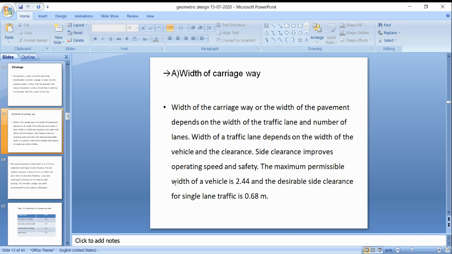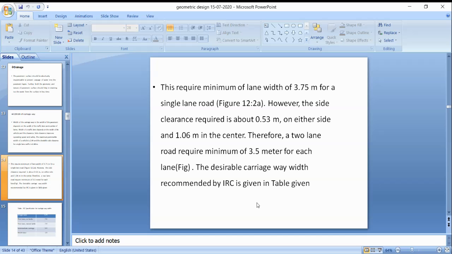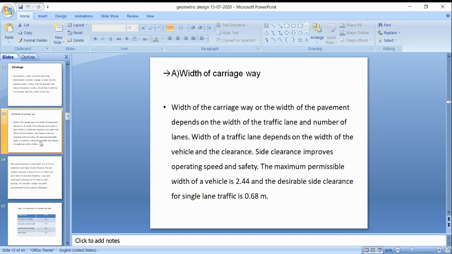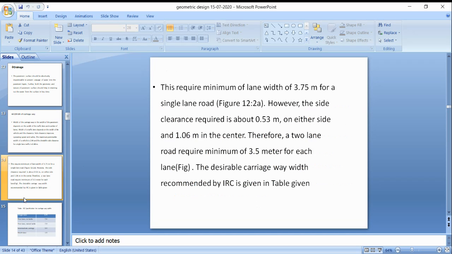The maximum permissible width of the vehicle is generally 2.44. So the width of the vehicle is generally considered as 2.4, and the side clearance for a single lane is 0.68 meters. So these are what we have to remember for the width of the road.